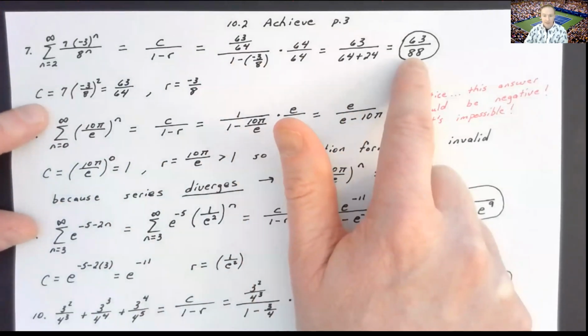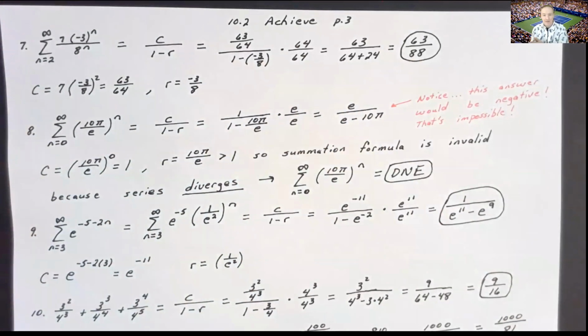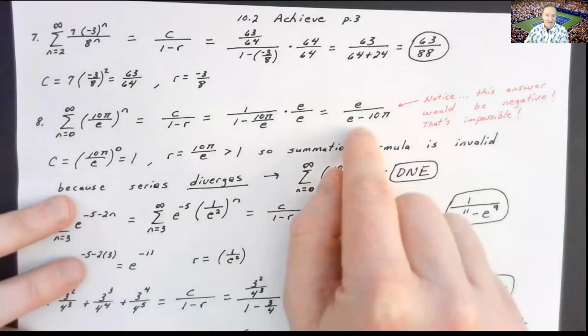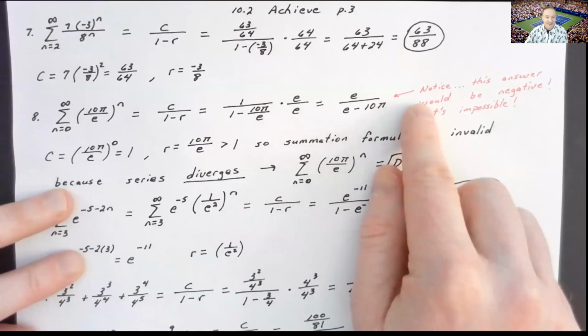64 plus 24, you get your 63 over 88. That answer is great. Now, in this next one, I'll actually admit to making an error here, but I tried to cover it on the sheet and act like it wasn't an error.